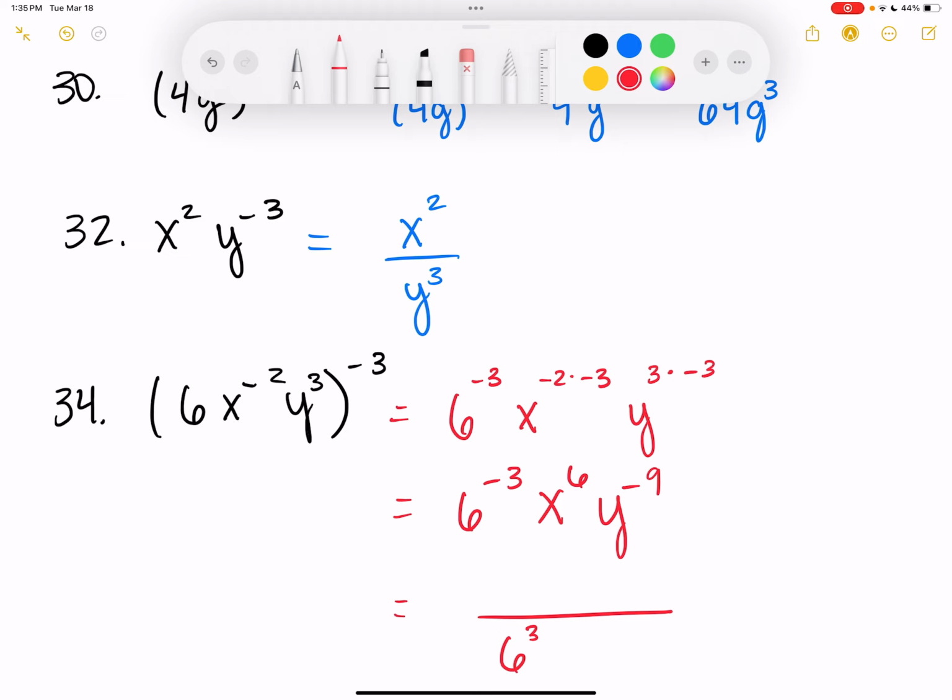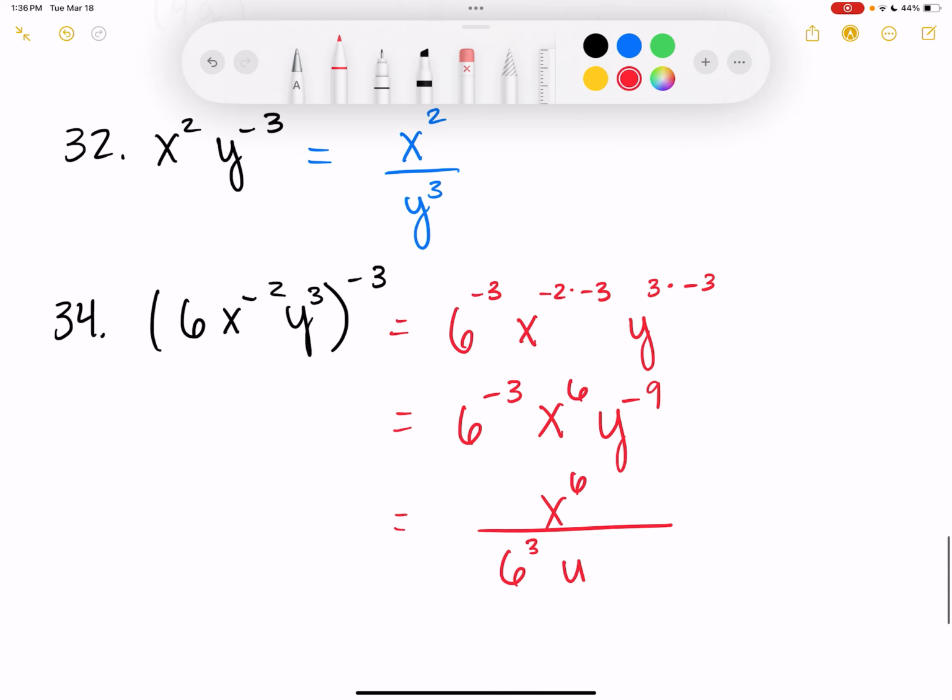What happens to the x to the 6? It stays on top. It's already on top. And what about the y to the negative 9? It's gotta go down and become y to the 9th. Now, 6 cubed, probably not something you know off the top of your head, okay? If it was one like that, you can just leave it there. I don't even know what that one is off the top of my head, to be completely honest. It's 216. Yay. So x to the 6th over 216, y to the 9th.